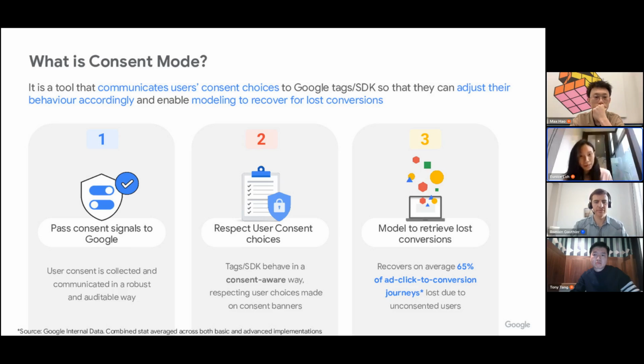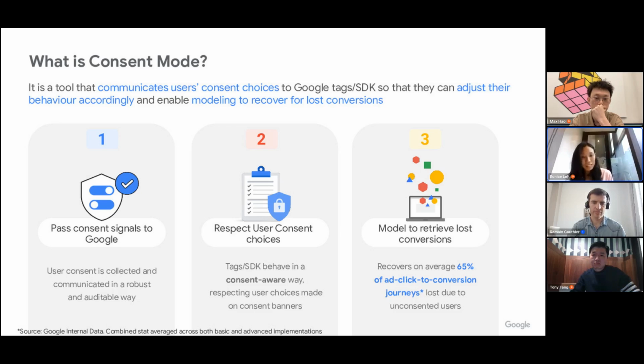This might also be the first time we're hearing about consent mode, so let me just broadly mention what it is again. First of all, passing consent signals to us, I've mentioned that already. Essentially, when a user goes onto a site or an app, the consent banner would come out, and they would then have the ability to accept or reject the communication of this signal to us.